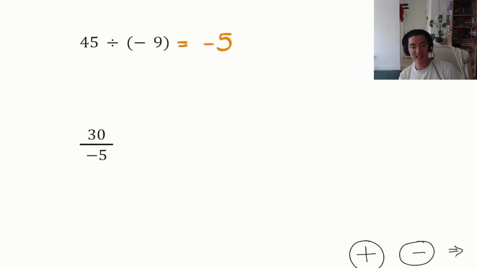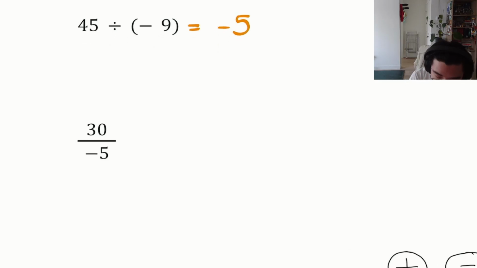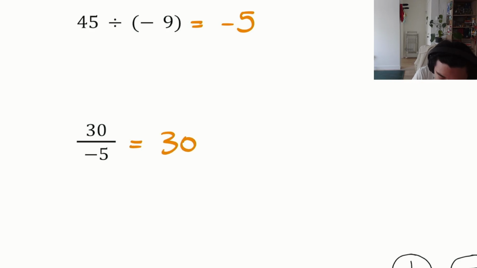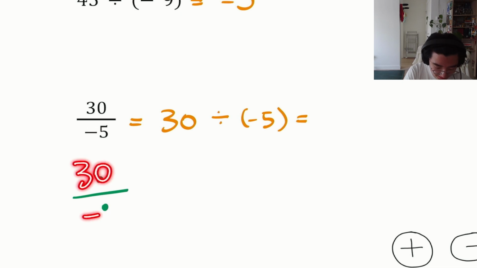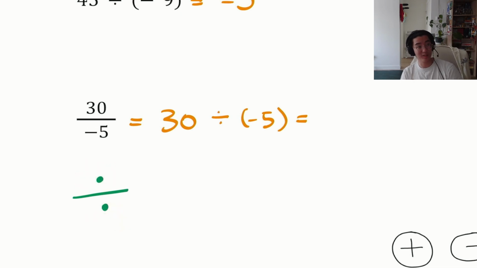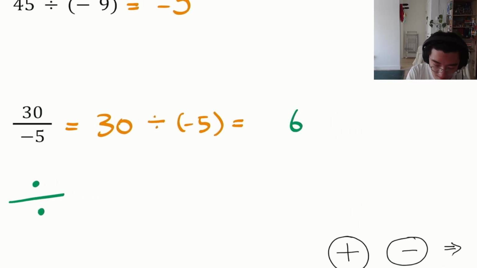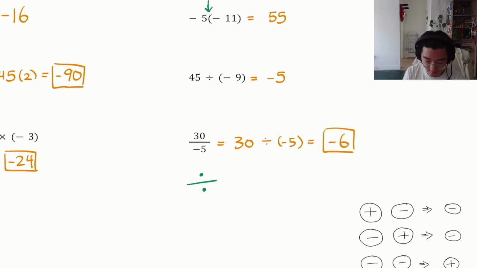How about fractions? Always remember, fractions are just division. 30 over negative 5 is the same thing as 30 divided by negative 5. A division sign is literally a fraction: a number on top, a number on the bottom. We treat a fraction as just division. 30 divided by 5 is 6. Positive 30, negative 5, two different, opposite signs, so the answer is negative.